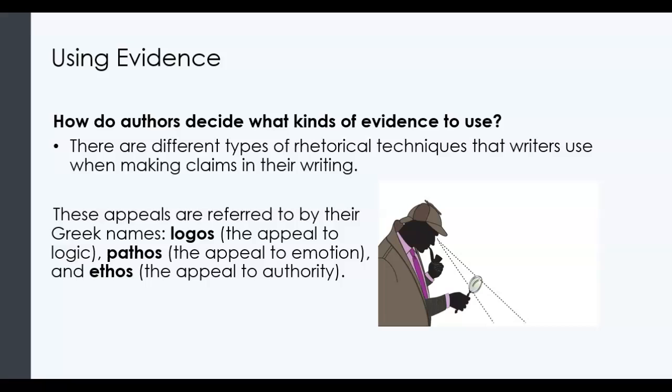Using evidence. How do authors decide what kinds of evidence to use? There are different types of rhetorical techniques that writers use when making claims in their writing. These appeals are referred to by their Greek names: logos, the appeal to logic; pathos, the appeal to emotion; and ethos, the appeal to authority.